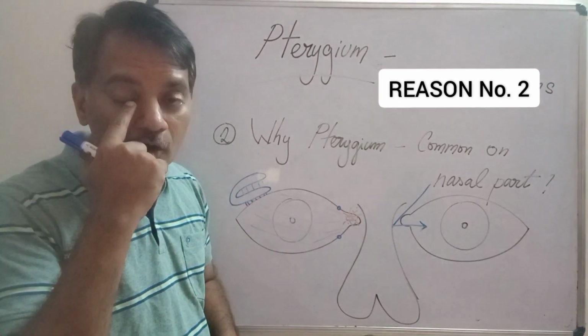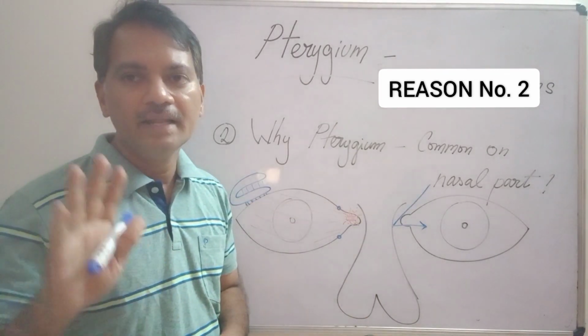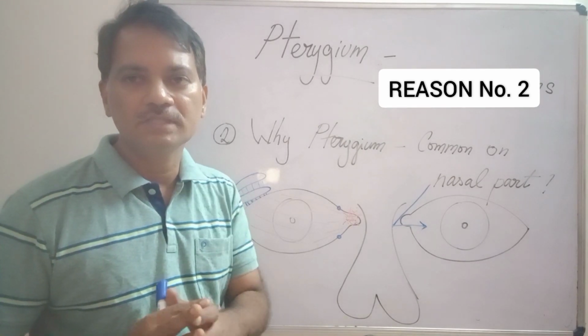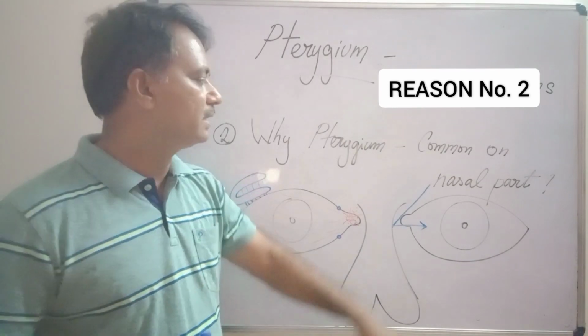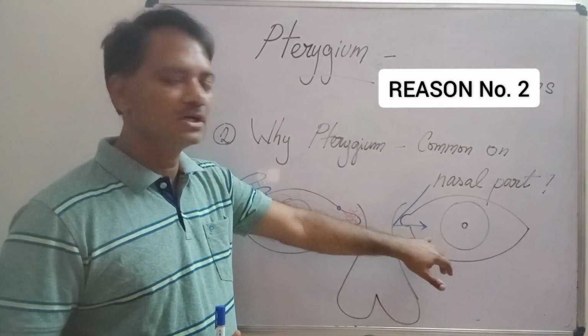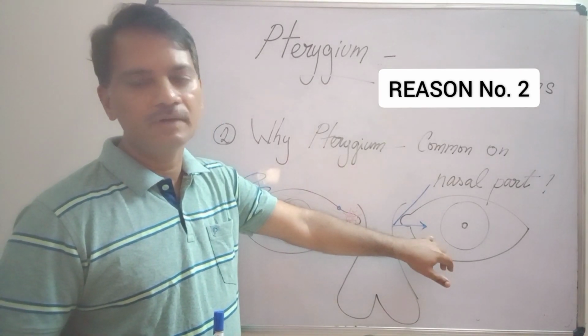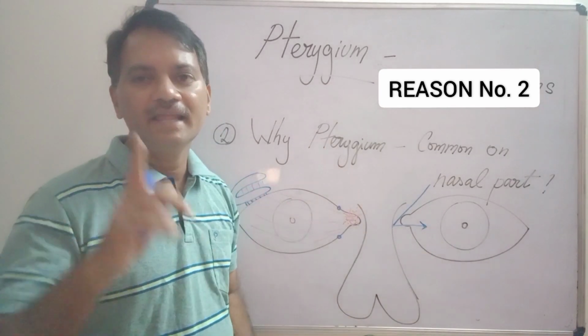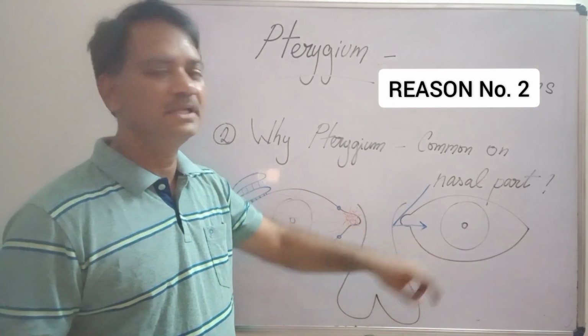So apart from the direct ultraviolet rays that are falling on the bulbar conjunctiva, the ultraviolet rays reflected by the nose also fall on the nasal bulbar conjunctiva. So there is an excessive amount of ultraviolet rays that is getting concentrated on the nasal bulbar conjunctiva, causing irritation and development of pterygium commonly on the nasal aspect.